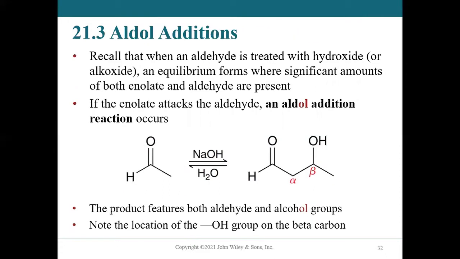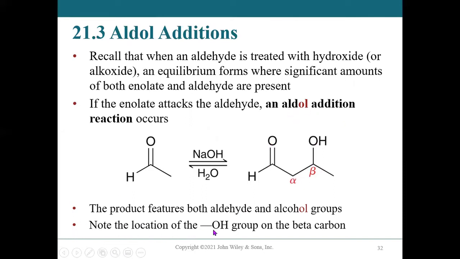Recall that when an aldehyde is treated with hydroxide or alkoxide, an equilibrium forms where a significant amount of both enolate and aldehyde are present. If the enolate attacks the aldehyde, an aldol reaction occurs. So we see there's acetaldehyde in the presence of base. It produces a compound, and this is called the aldol addition product. The product contains both an aldehyde and an alcohol, so aldehyde and alcohol. That's the name, aldol addition.